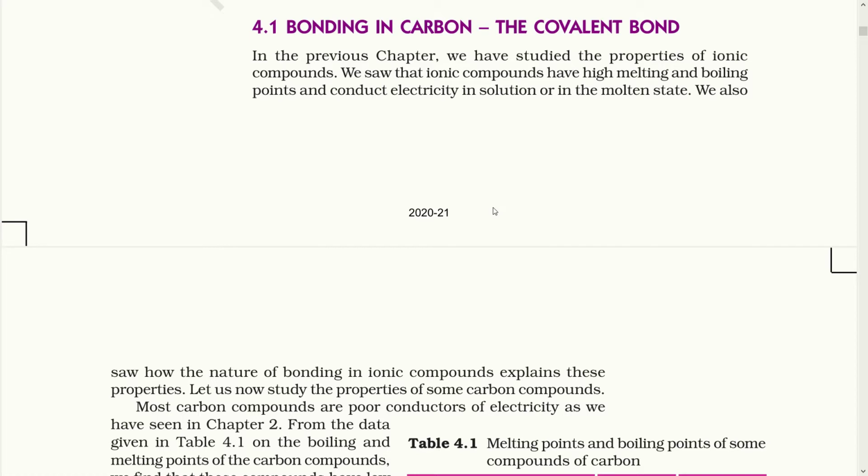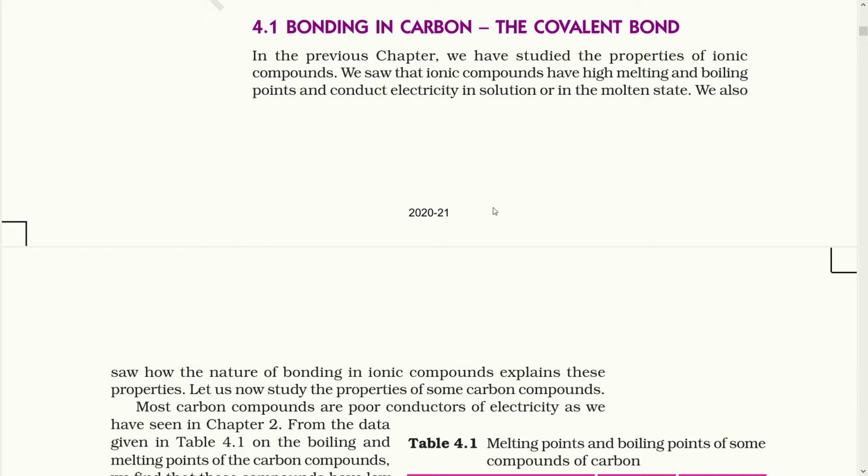Now, the first thing that carbon shows is its bonding, the covalent bonding. We have already studied ionic bonding in the earlier chapter, but today we are going to study covalent bonding. Compounds form in two manners, ionic bond and covalent bond. Ionic bond is a process by which the elements give and take valence electrons to form a compound. It has a high melting point and boiling point. It also conducts electricity in solution or in molten state.